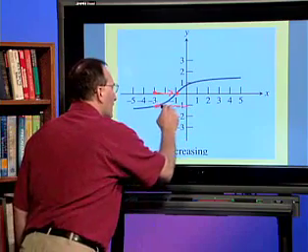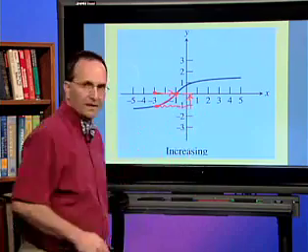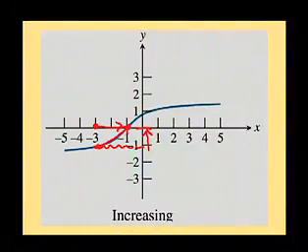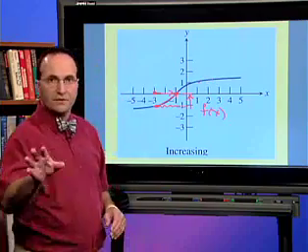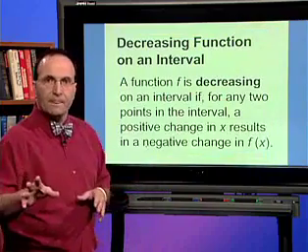I'm moving along the graph, and look what's happening. I have a positive change in the y value. In other words, a positive change in f of x. And that's true no matter what 2 points I select on this graph. So that was an example then of an increasing function. Let's take a look at decreasing.